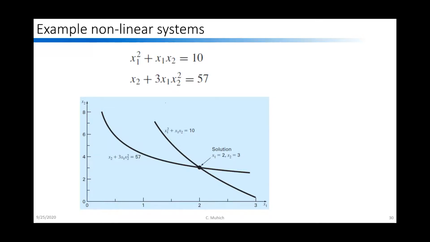I can graph out these two solutions, and we can see graphically where we expect our solution. Right, that solution is going to come where I have the crossing.